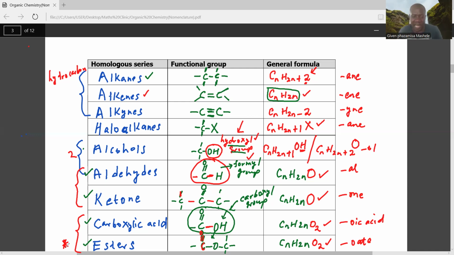You need to know the IUPAC 9 homologous series. You need to know their functional groups. You need to know their general formula: CnH2n+2, CnH2n, CnH2n-2, CnH2n+1 with an X, CnH2n+1 with the OH, which is the hydroxyl group, or CnH2n+2 with the O, CnH2n with O for both aldehyde and ketone, CnH2nO2 for both carboxylic acid and ester. You need to know this, ladies and gentlemen.